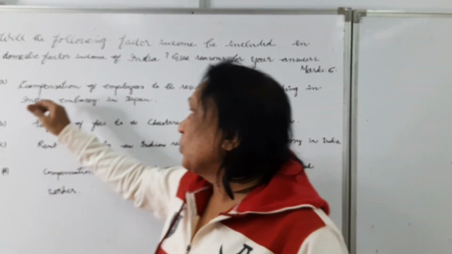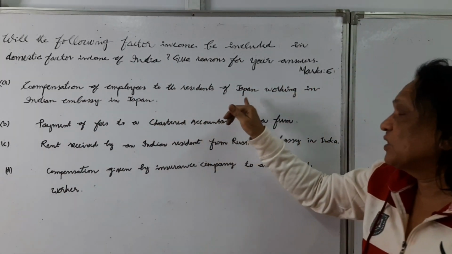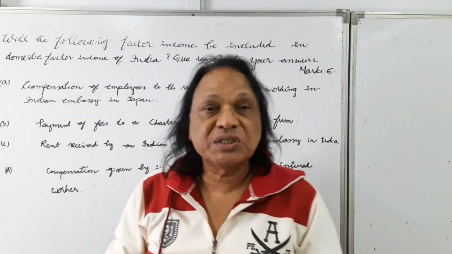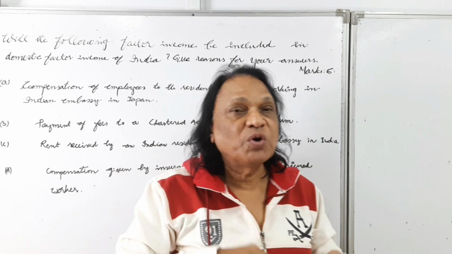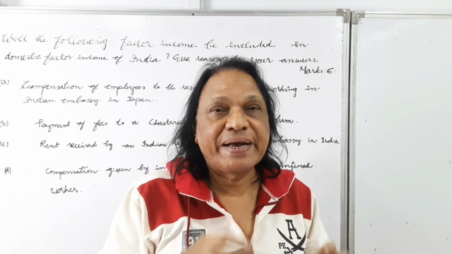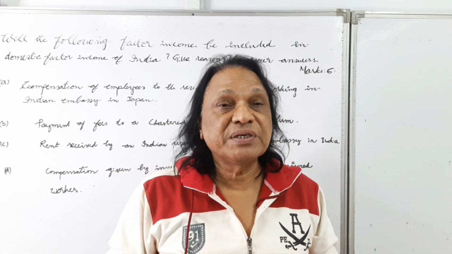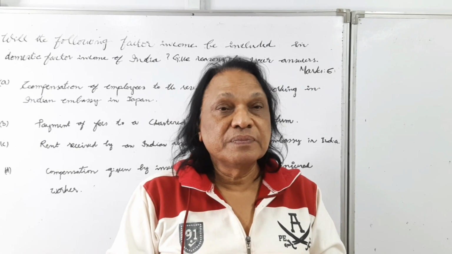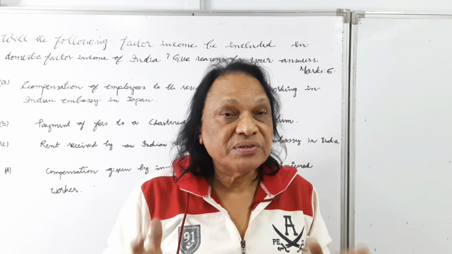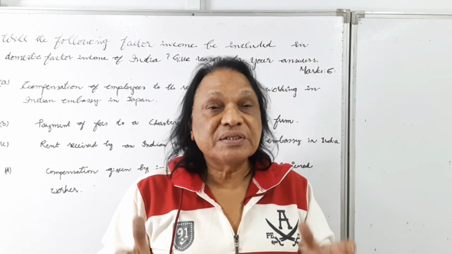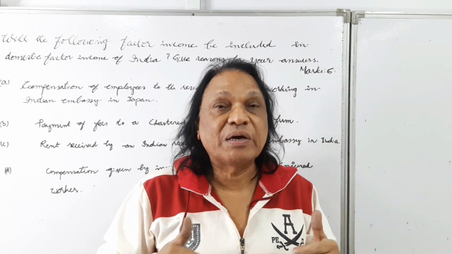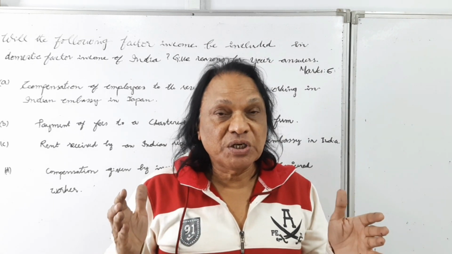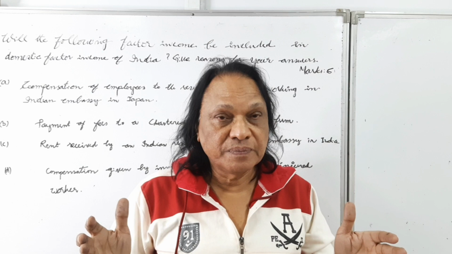So here the question goes, compensation of employees paid to the residents of Japan working in Indian embassy in Japan. Let's analyze it this way. Some Japanese, the natives of Japan, are working in our embassy in Japan, the Indian embassy in Japan. Now the answer is, since they are working in our embassy and our embassy is a domestic territory of India, it should be included in the domestic income of the country or domestic product.